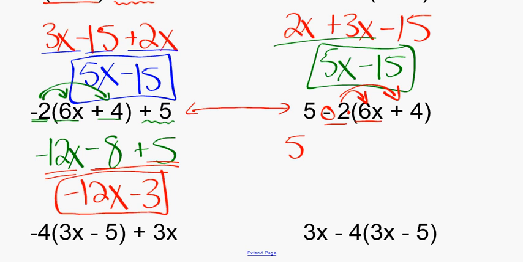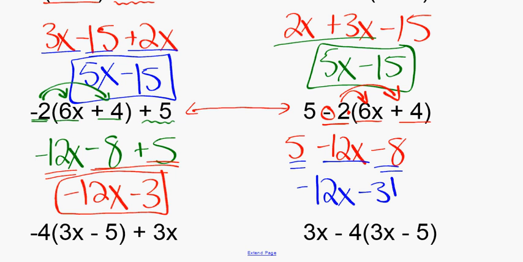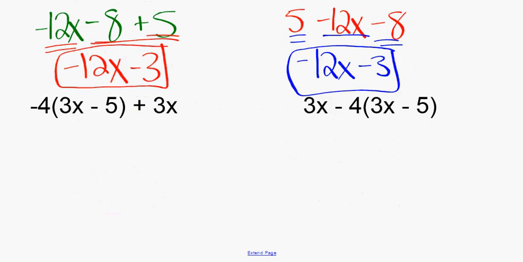Negative 2 times 6x gives us negative 12x, and negative 2 times positive 4 makes negative 8. So combining like terms, negative 12x does not change. A positive 5 minus 8 gives you negative 3, just like we did in the last example.